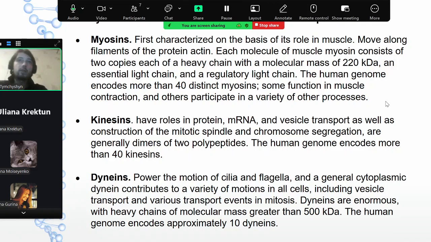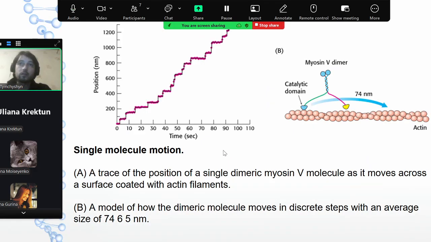And the human genome encodes more than 40 distinct myosins. Some function in muscle contraction while others participate in a variety of other processes. So not only muscles, we have many different myosins. Kinesins have roles in protein, mRNA, and organelle transport. Dyneins power the motion of cilia and flagella, and a general cytoplasmic dynein contributes to a variety of motions in the cells, including organelle transport.